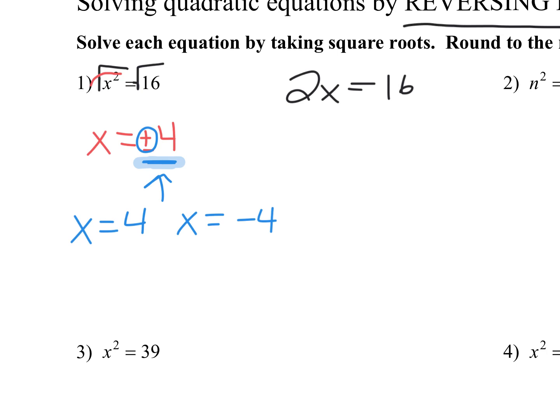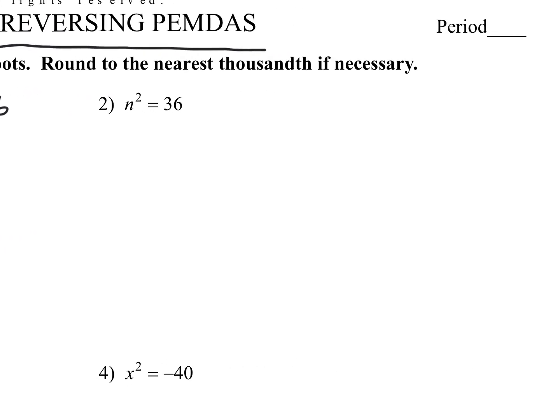Okay. Number 2. So we want to solve, which means get n by itself. How do we get n by itself? Take the square root of both sides. What happens on the left side? It becomes n. And then the square root of 36 is what? 6. But how many solutions are we supposed to have? 2. So I need what? Yep. Positive and negative 6. That sign in front, positive and negative 6.